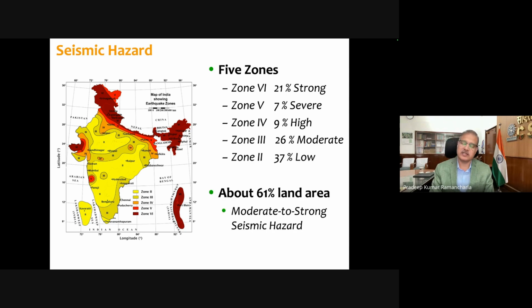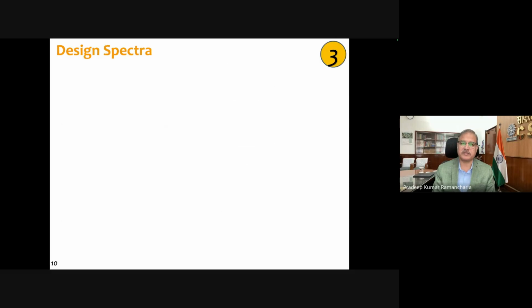As the code says, about 61% of land in India is prone to moderate to strong seismic hazard. Earlier, we used to say moderate to severe earthquake hazard, but presently it is moderate to strong earthquake hazard.